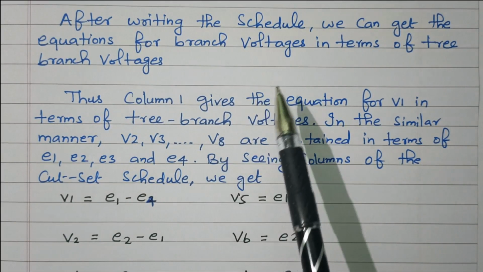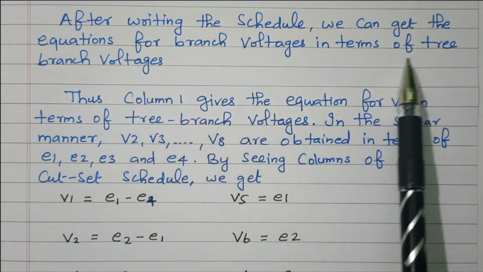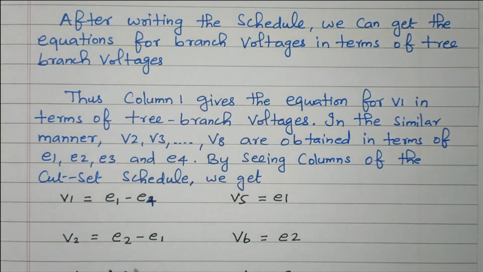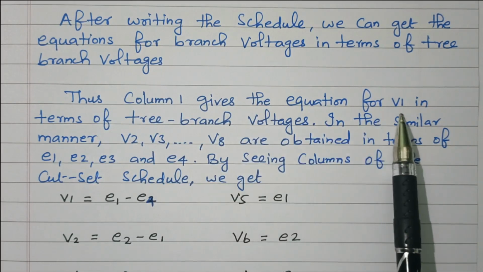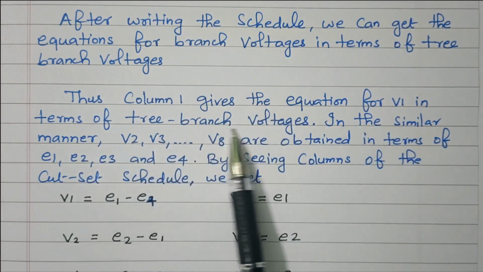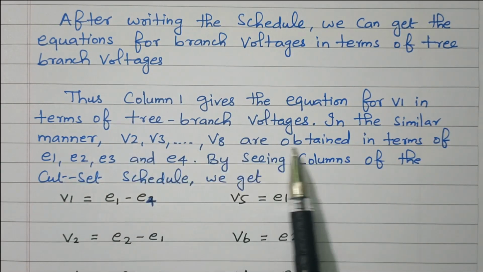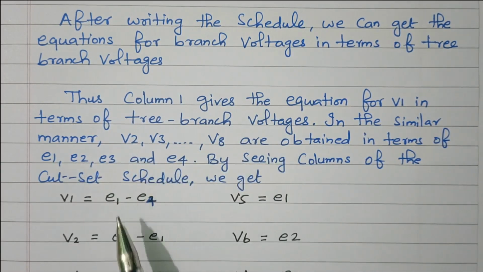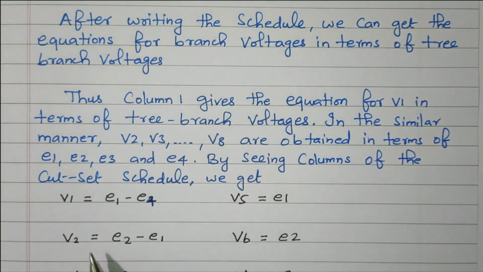After writing the schedule, we can get the equations of the branch voltages in terms of the tree branch voltages. Thus, column 1 gives the equation for V1 in terms of the tree branch voltages. In a similar manner, V2 to V8 are also obtained in terms of tree branch voltages. By seeing the column of the cut set, we can get V1 equal to E1 minus E4. Right? How do we get V1 equal to E1 minus E4?